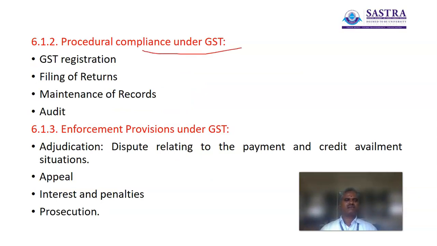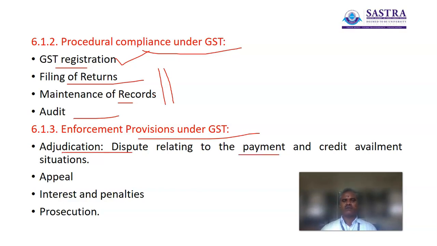Procedural compliances under GST. Procedure number 1: registration, filing of return, maintenance of account, audit. All the 4 are very, very important. Once you have registered your business, you have to do GST registration, filing of return, maintenance of record, audit. Then enforcement of provisions under GST. Then adjudication, disputes relating to the payment and credit availability, and appeal. If they have any dilemma or queries, appeal. Or when the tax authority punishes them, they will go for appeal. Then interest and penalties and prosecutions. These are all the enforcement provisions under the GST Act.